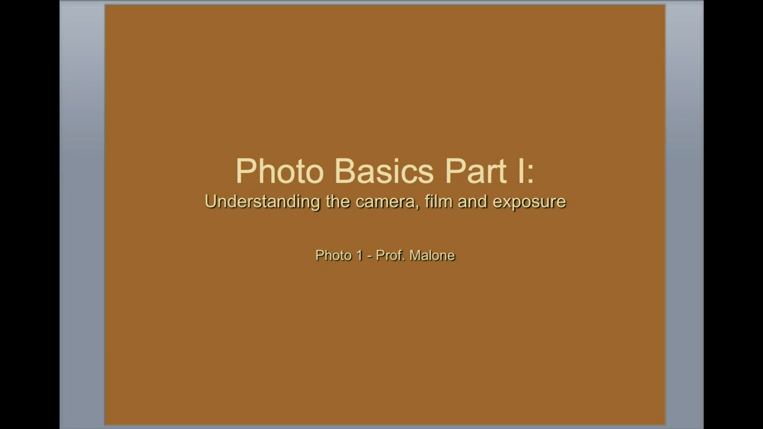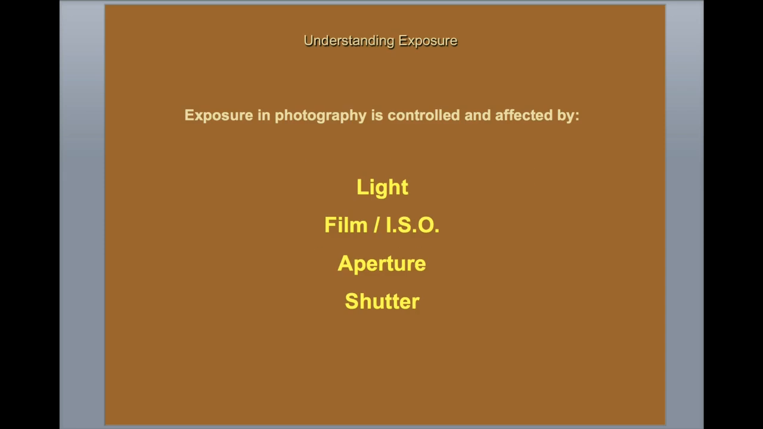In our previous two videos, we discussed the four components that come together in order to form a good exposure, which is your available light, the film or ISO number, aperture, and shutter speed. This particular video, we're going to talk about aperture in a bit more detail.